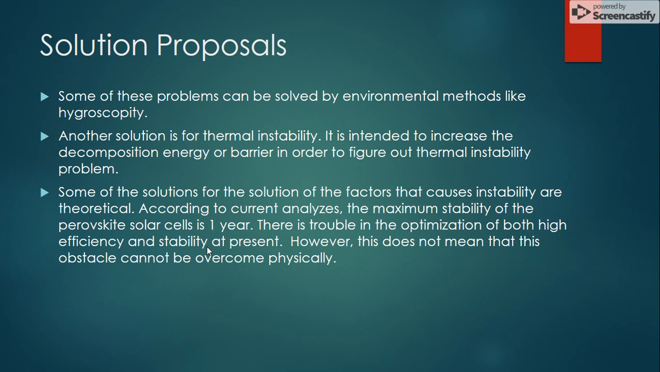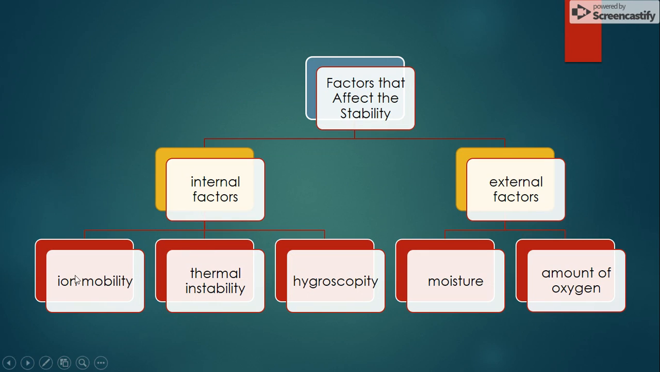Another important point is that environmental factors affecting stability should not be the first issue to be resolved because real solar panels are already covered to protect against such environmental factors. This is a method used in already existing systems. Therefore, the first issue to be dealt with should be the internal factors.